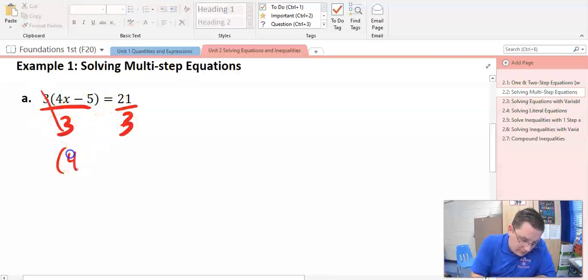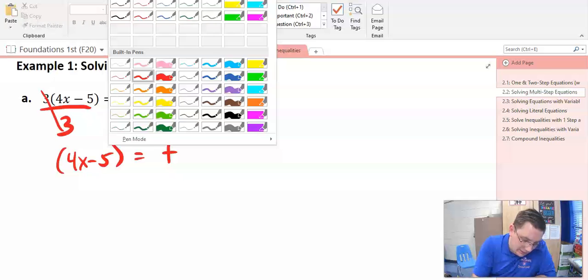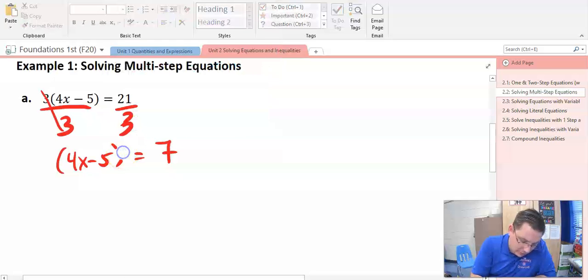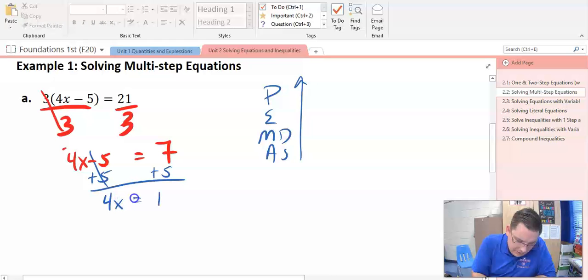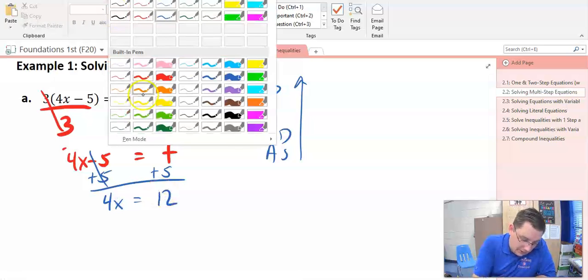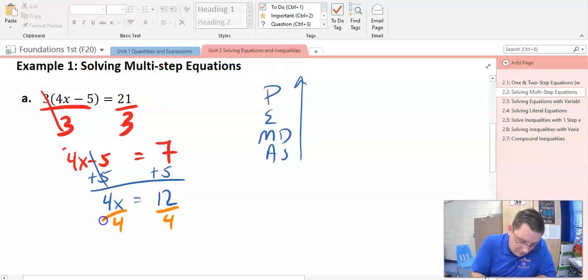And when we do that, we get 4x minus 5 is equal to 7. Now at this point, I don't need the parentheses. I can actually drop those away because there's nothing outside to affect it. And then from here, we're, again, still using our PEMDAS, working our way up the list. Now I've got this minus 5, so we're going to add 5 using the inverse operation. And so 4x is equal to 12. And then my final step here is to divide both sides by the 4. Then I get that x is equal to 3.